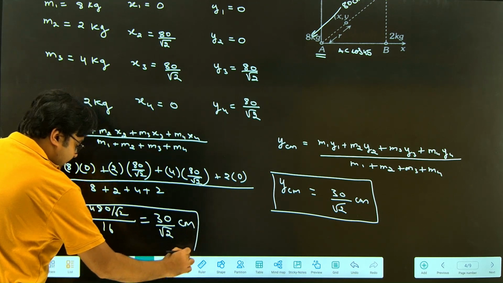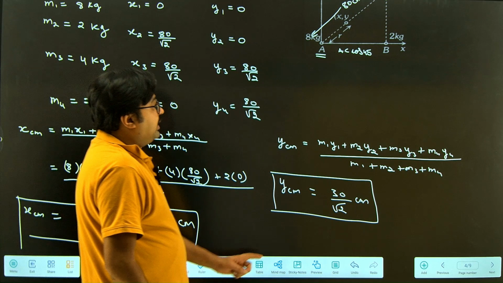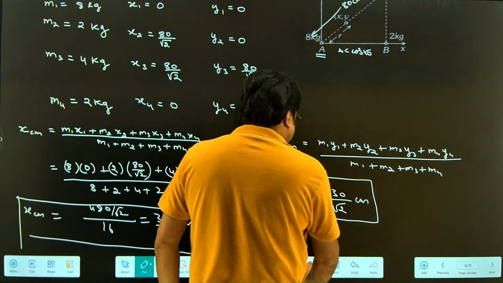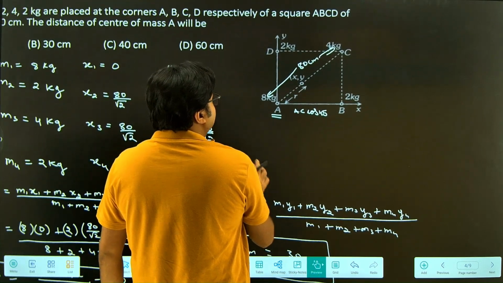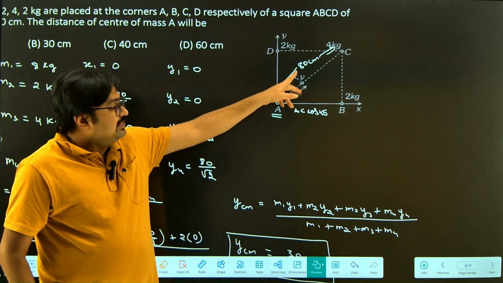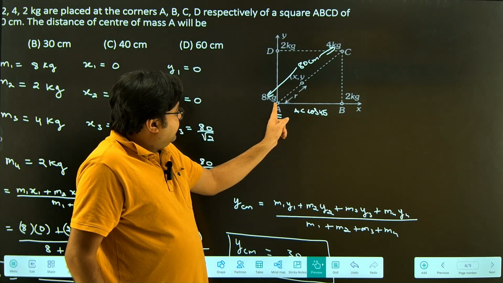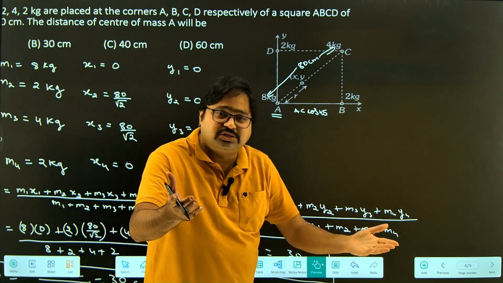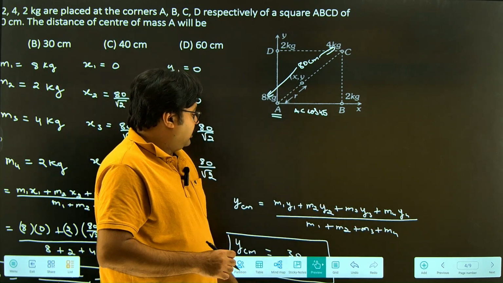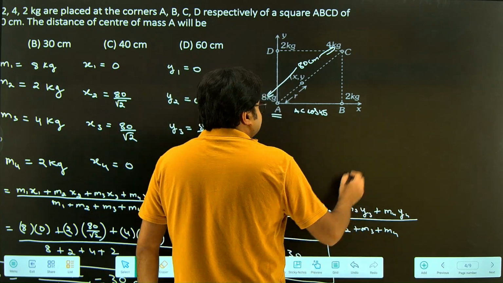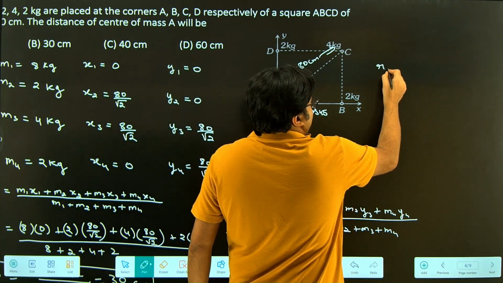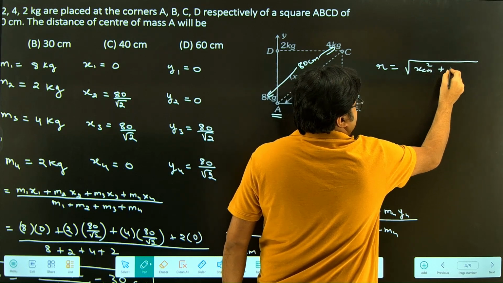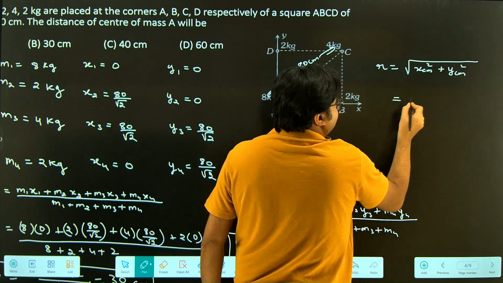So we have found both xcm and ycm. All that we have to find now is the distance. Now how do you find that distance? Quite simple here. Look at this. The distance can simply be found by calculating this r. You can use the distance formula, or you can just write, let's say, the distance r equals root of xcm square plus ycm square, and you will have the answer.